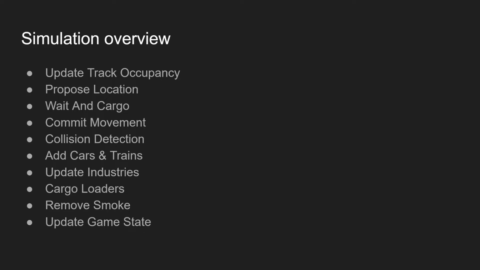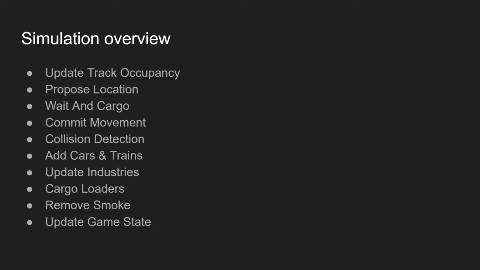Those were the overall times for a simulation tick, but recall that a simulation tick actually is composed of several different parts. So let's go into a little bit of detail about what those parts actually are. There are 10 steps in total, some of which I was able to parallelize and some of which I couldn't. The first step is to update the track occupancy with what trains are in what parts of the track. Next, I propose a new location for all of the trains.